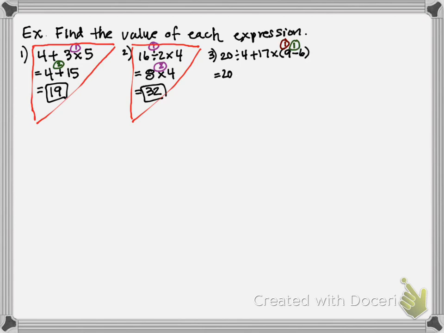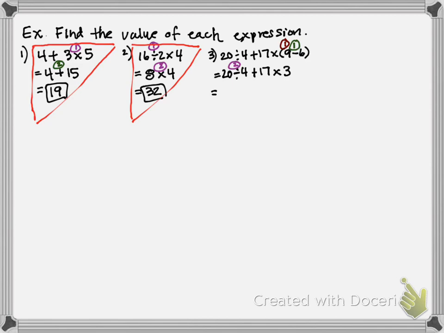So what do I get? 20 divided by 4. Haven't done anything with these. Plus the 17 times, and then 9 take away 6 is 3. I always do that. All right. Do I have any exponents? And the answer is nope. Do I have any multiplication or division? The answer is yep, and I've got, again, two of those. So what happens first? Division. So that's going to be my second operation I'm going to perform.